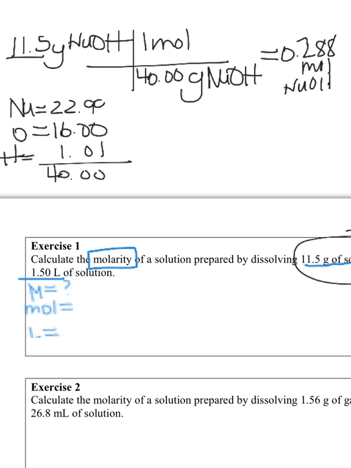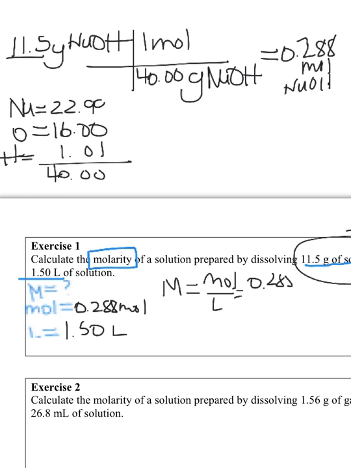We're going to plug that in here. And our volume was 1.50 liters. We will plug into our molarity formula. Moles divided by liters. 0.288 moles divided by 1.50 liters. I need 3 significant figures, 0.192 molar.